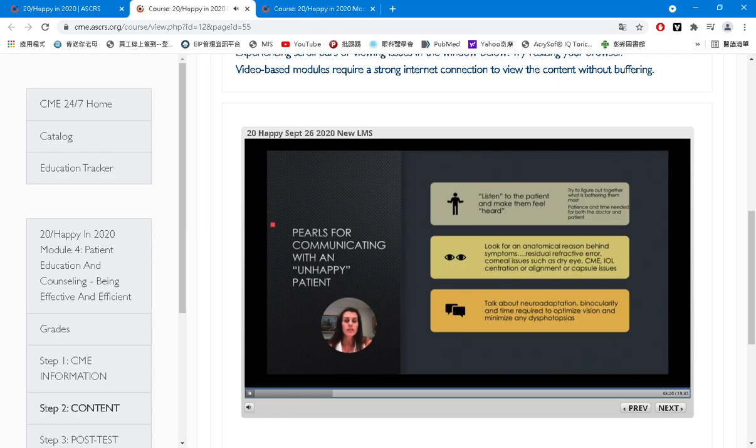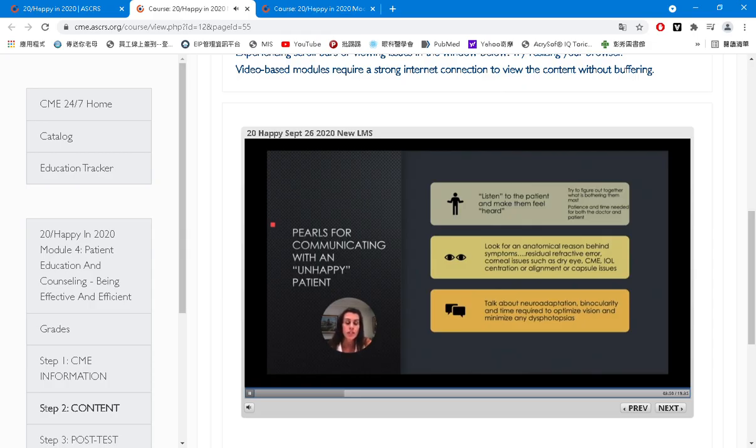It's also really important at this time to look for an anatomical reason behind the symptoms and let the patient know you're doing this. Residual refractive error may take some time for the lens to sit into place. Talk to the patient about it. Corneal issues such as dry eye, let them know it may take a week before it gets better. Put them on some teardrops. Look for CME, do a macular OCT, review the results with the patient present. This way they feel like you're really taking a part in their care and listening to them.